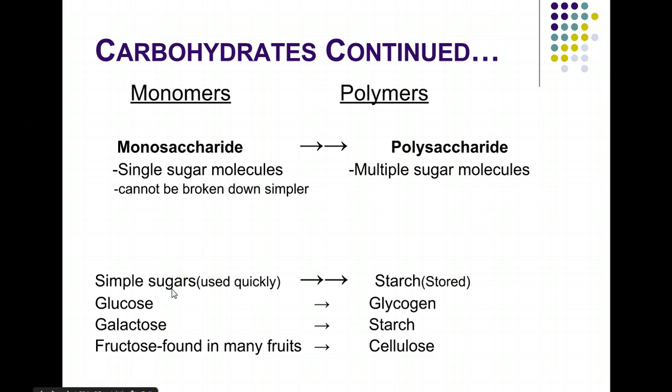And then make sure you write down these examples too. When we have simple sugars, they create starch. Glucose put together creates glycogen. Galactose creates another version of starch. And fructose, when put together, creates cellulose. Make sure you write those down. You can make yourself a little chart if you want, monomers and polymers.